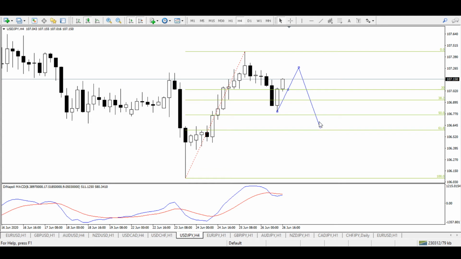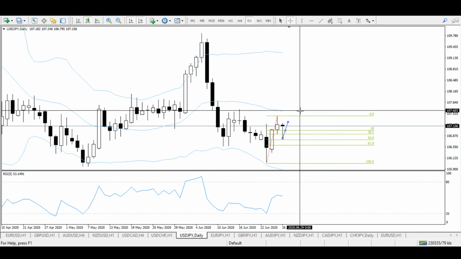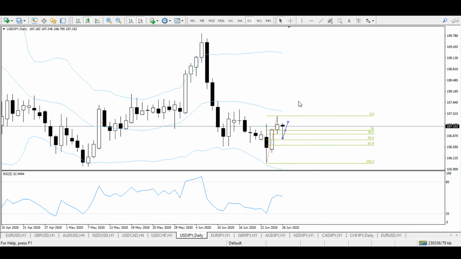Otherwise we'll hold on to the buy position. So this is what we will have to do if market starts going against us. Otherwise, if market is going up, we can simply keep our take profit at 107.60, as I explained. That is the mid band of the Bollinger on daily time frame. This line, somewhere around 107.60, you can see 107.60. So that is the midline.